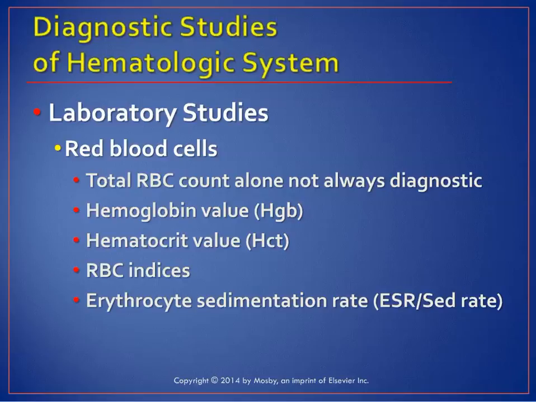HCT, or hematocrit, determines the percentage of red blood cells compared to the total blood volume. The hematocrit value generally is 3 times the hemoglobin value. Red blood cell indices are special indicators that reflect red blood cell volume, color, and hemoglobin saturation, and can provide insight into the cause of the anemia.